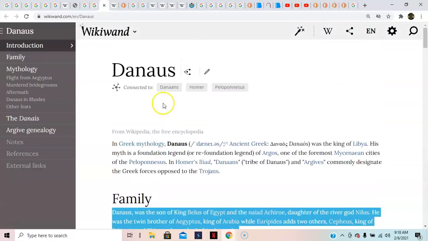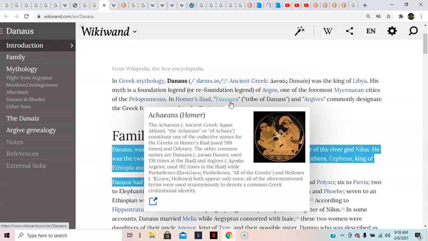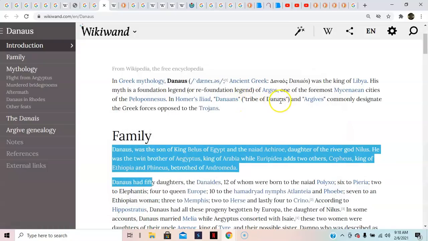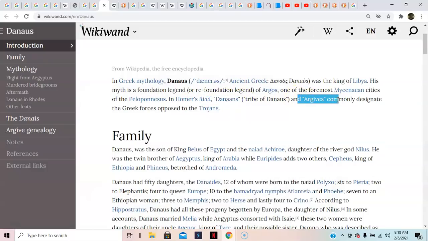All right. So, again, Danis is a Trojan in Greek mythology. Danaus was the king of Libya. His myth is the foundation or legend of Argos, one of the foremost Mycenaean cities of Peloponnesus. In Homer's Iliad, the Danaans, tribe of Danaus, and Argives commonly designate the Greek forces. So it's the Danaans versus the Argives, right? No.